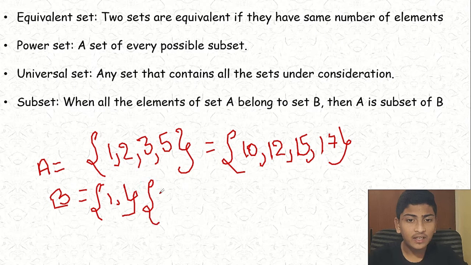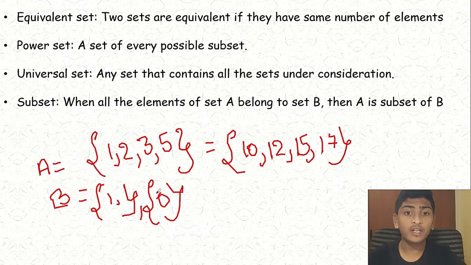Every set has a null set. So while counting, we should take every subset. We can take 1 2, 1 3, 1 5, or 2 3, 2 5, 3 5, like this. These are the subsets, and the null set. Please don't forget about the null set, because we take the null set also as a subset. And next, a power set means a set of every possible subset.